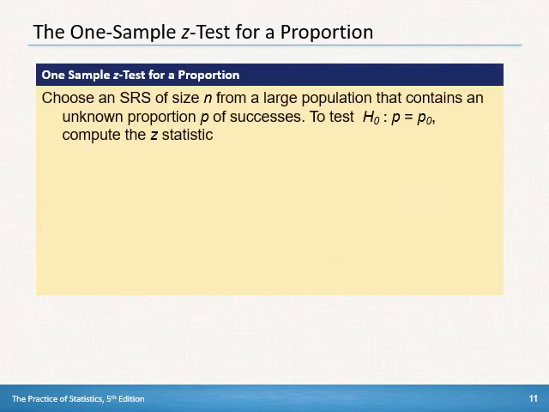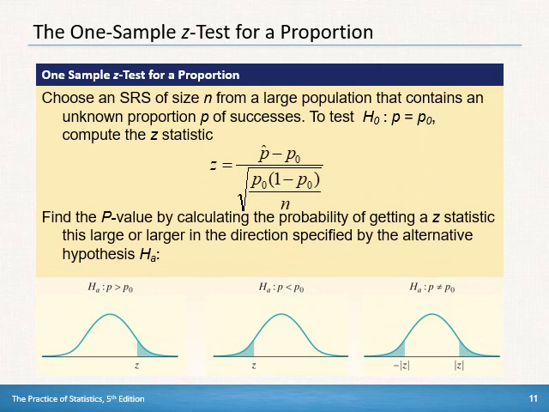All right, so we choose an SRS of size n from a large population. We have a null hypothesis that says something like p is equal to some value. So p naught here is going to be like a number, not a variable. So p equals a number, and then we're going to compute the test statistic. Now the alternative is either going to be that p is greater than that one number, that value, whatever p naught is, that it's less than it, or that it's not equal to it.